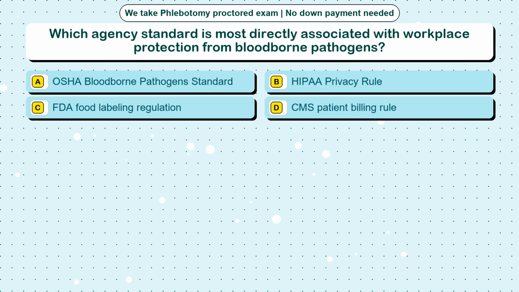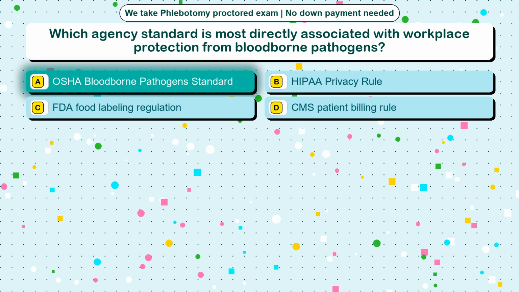Question 2. Which agency standard is most directly associated with workplace protection from bloodborne pathogens? Option A. OSHA Bloodborne Pathogens Standard. Option B. HIPAA Privacy Rule. Option C. FDA Food Labeling Regulation. Option D. CMS Patient Billing Rule.